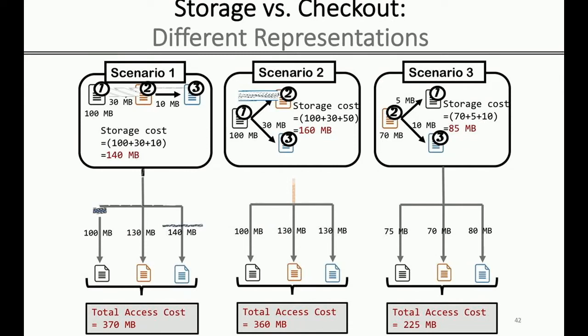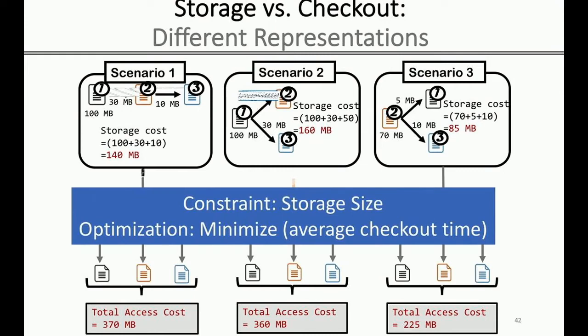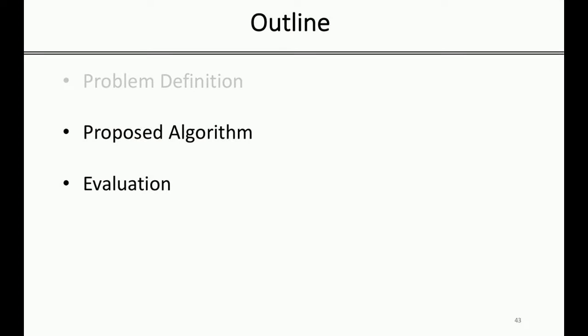So we can see there are 2 criteria here. One is storage cost and one is checkout cost. And in the following, I will simply focus on the case where we have a constraint on the storage size, and we want to minimize the average checkout cost. So this is the same as that in OrpheusDB. And next, I will show some of our proposed algorithms.